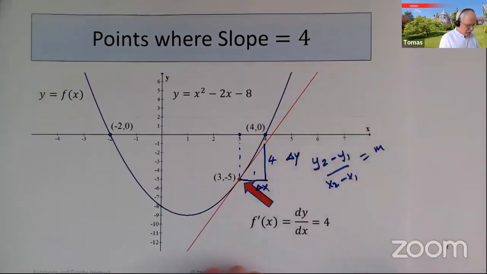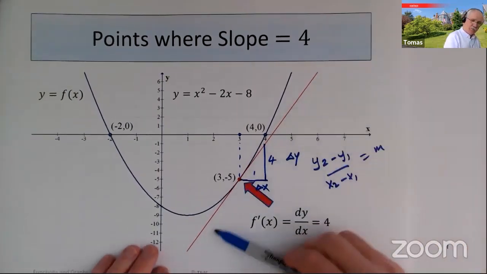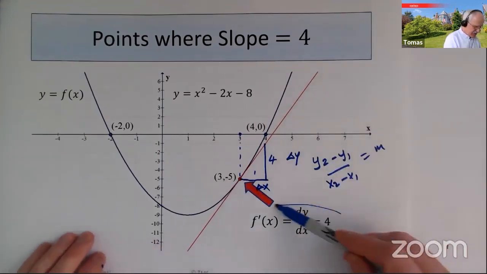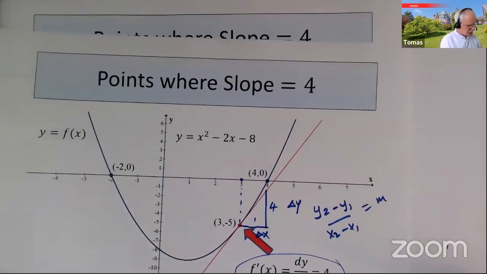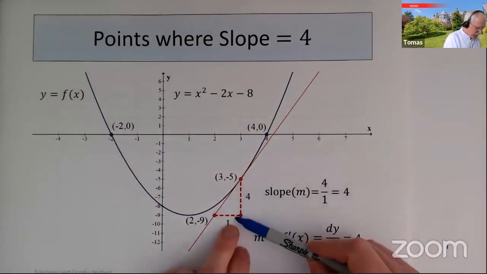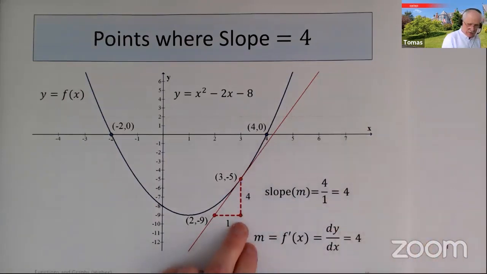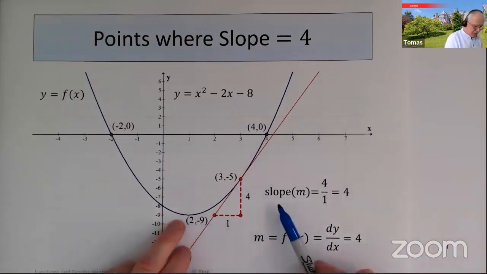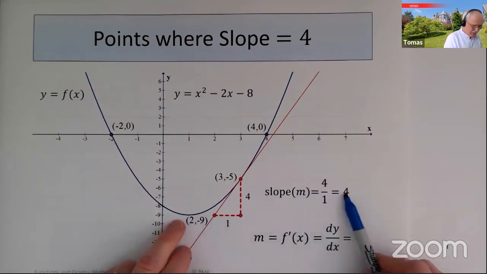But again, really what we're saying is that the slope here at (3, -5) is 4. So that's f dash x. And there's a graph of it. So at that point, we're going up. For every step out, we're going 4. Whereas here, it was horizontal. The slope m is 4 over 1.